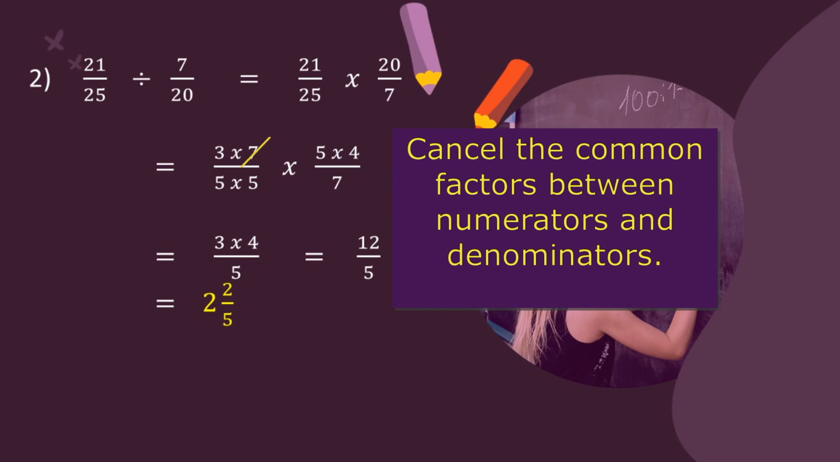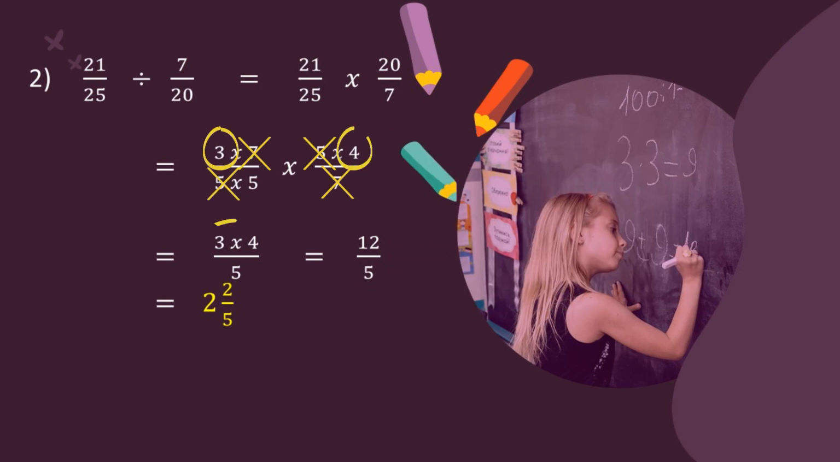So, we can cancel 7 for the numerator against the denominator, and then 5 for the denominator against the numerator. Multiply the remaining numbers. 3 times 4 will become 12. Then, we have 5. So, the answer is 12 over 5. Take note, the answer is an improper fraction. Therefore, it will become a mixed number, and the answer is 2 and 2 over 5.